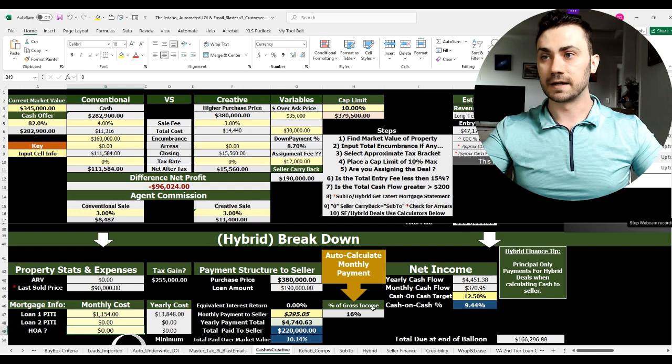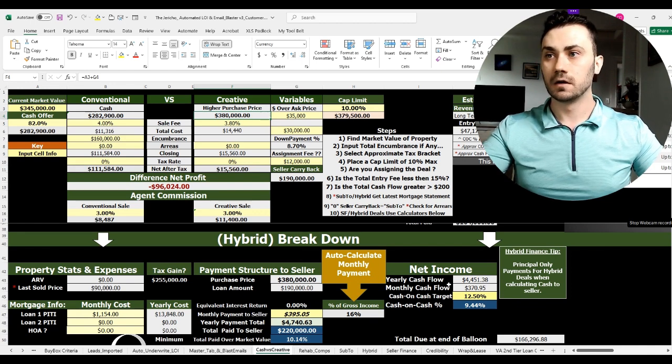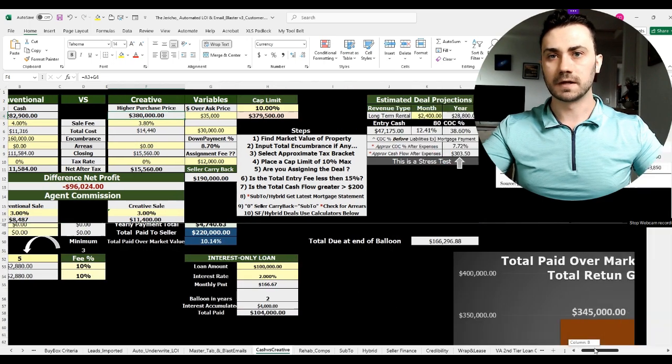So now that that's taken care of, notice here in the hybrid transaction that the purchase price is set to $380,000. Very important because in our Jericho software, we're not going to be applying interest. And because we're not applying interest, it's going to be principal-only payments. And the reason being is because we've already agreed to pay 10% over market value. So the $380,000 is including interest, even though it's not going to be interest on paper.